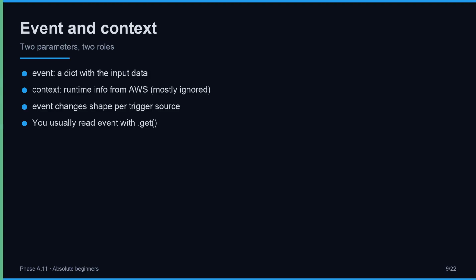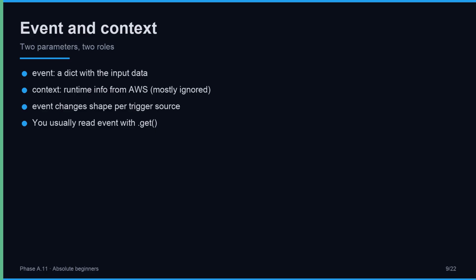The first, event, is a dictionary that carries the input data. If your Lambda is triggered by a web request, the event contains the request details. If it is triggered by a timer, the event contains timing information. The shape of the event depends on what triggered the function.